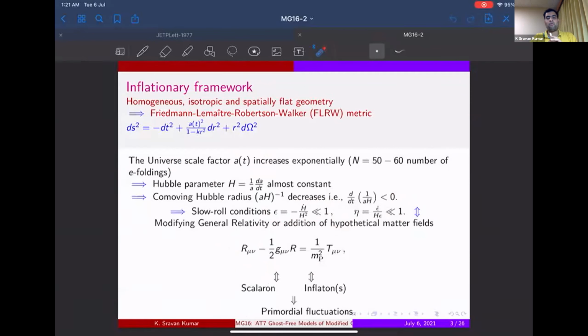So we need to modify either the left-hand side or the right-hand side of the Einstein equations. In the literature, there are many models which modify the right-hand side of the Einstein equations. That means adding more hypothetical matter. There are very few models based on the modification of the left-hand side of the Einstein equations. One of the popular models is R-square inflation, which we will learn in the next slides.